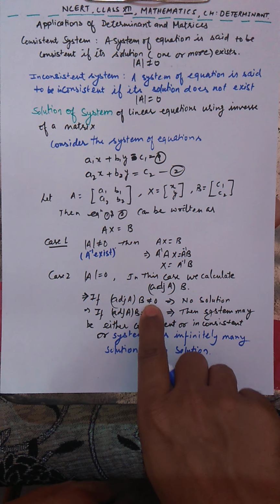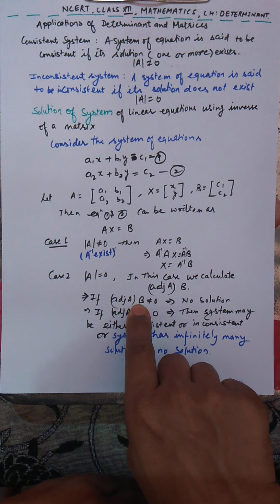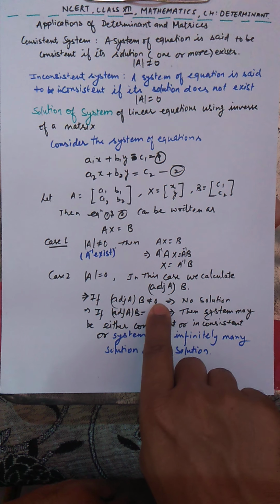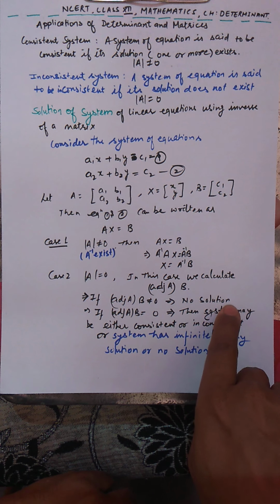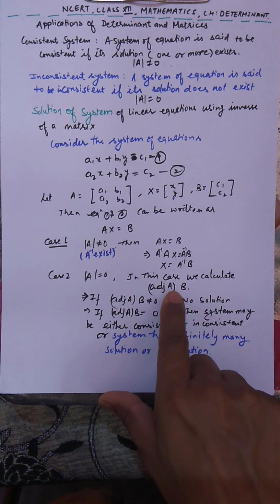If somebody of you would like to solve, then solve it and you will get a1 upon a2 equal to b1 upon b2 but not equal to c1 upon c2 in this first case, in which the lines are parallel. So it means there is no solution. After this we have another case of adjoint A into B.